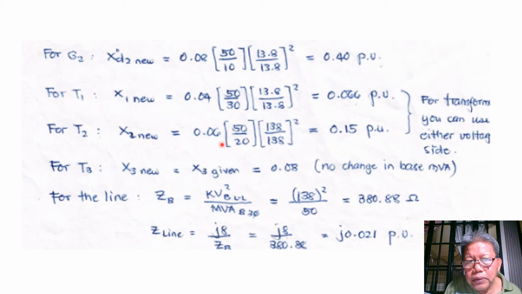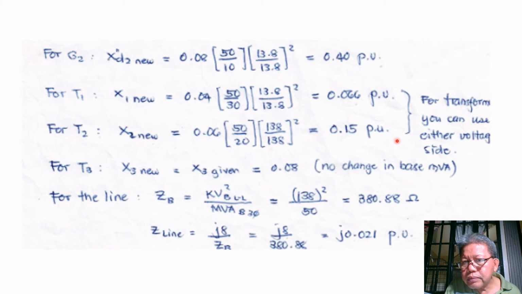And for T2, its new value of reactance is equal to 0.06, which is given, and then times the ratio of the new MVA base 50 to the MVA rating of transformer 2, where this value of reactance is based. Again, we use here the high voltage side. So when we use the high voltage side of the transformer, the numerator or given would be the same as the new, so 138 over 138 squared. So we have here 0.15 per unit.